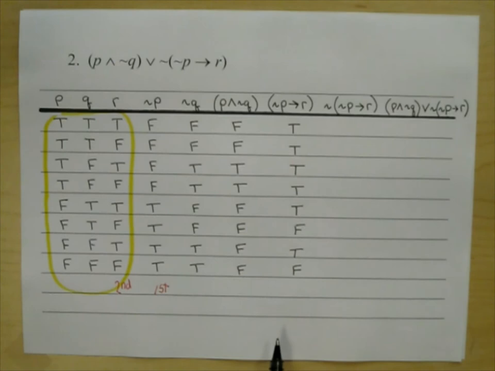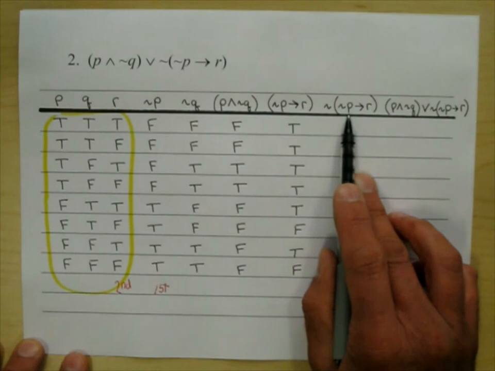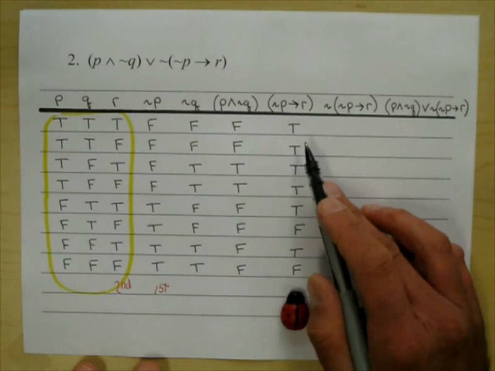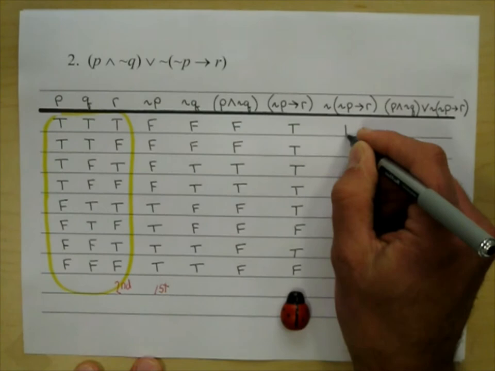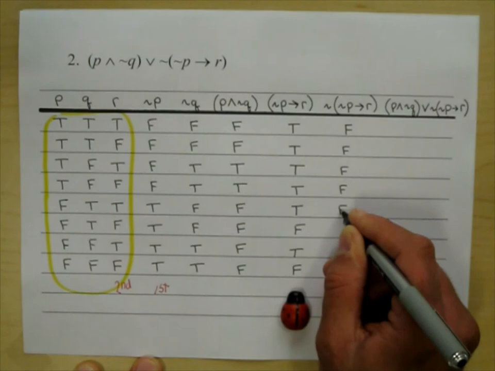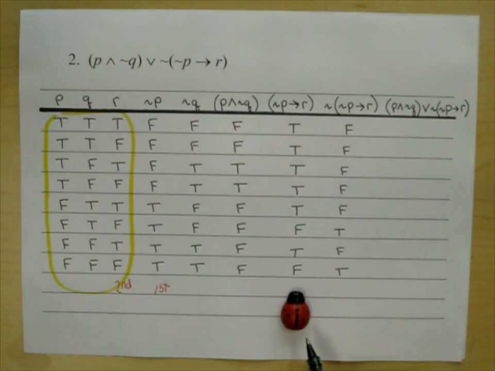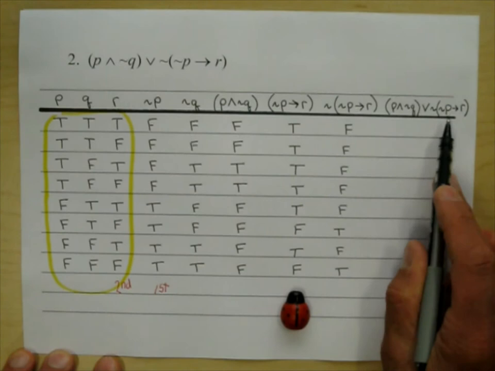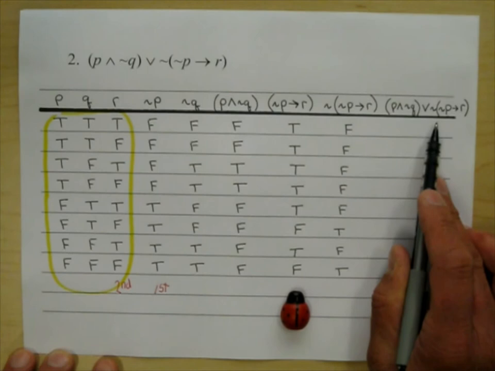And now what are we going to do? Now we're going to do the negation of what we just created, which is this column right here. So the negation of true, true, true, true, true, false, false, true is going to be false, false, false, false, false, true, true, false. We only need one bug when we're doing the negation. And then we're going to OR these two statements together, the one that I was calling the hypothesis and the conclusion, but it's not. We're going to OR those together.